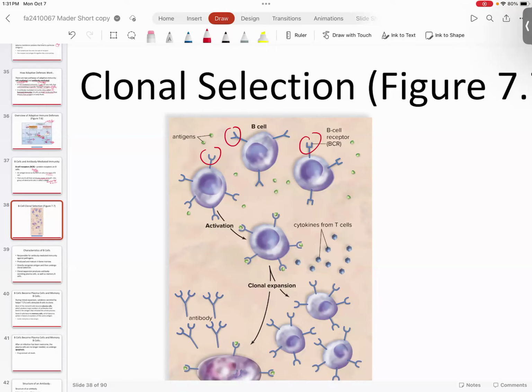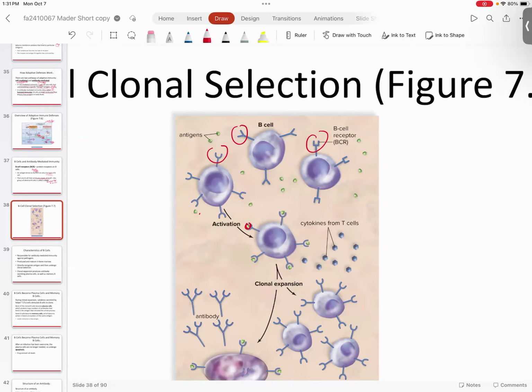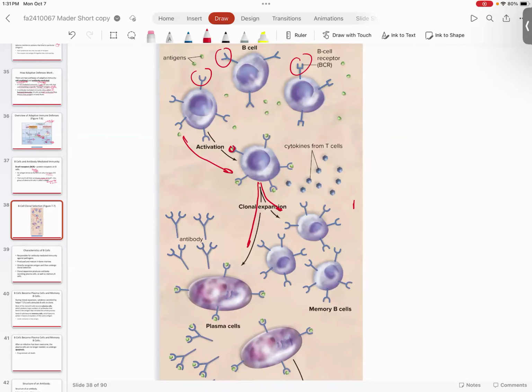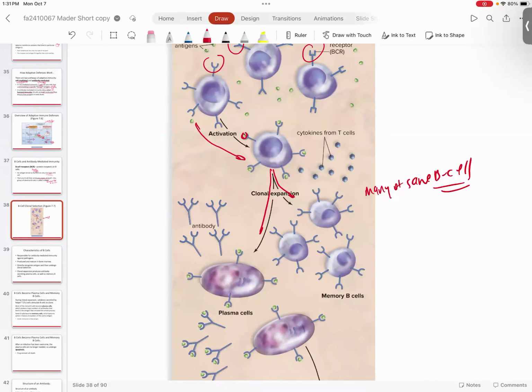So what happens is you screen through all these B cells. It takes a little while. But once you lock onto that and find your correct match, the receptor that matches your antigen, that's going to activate that B cell population. And that's going to start going through cellular division and making multiple clones. These are basically many of the same B cell. That's what clonal expansion is.